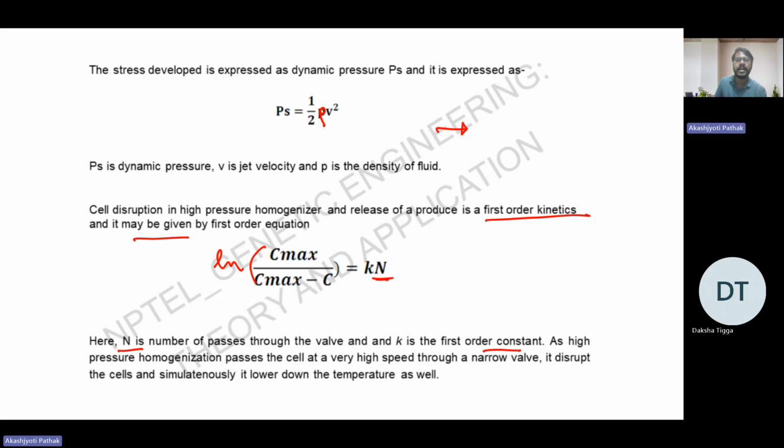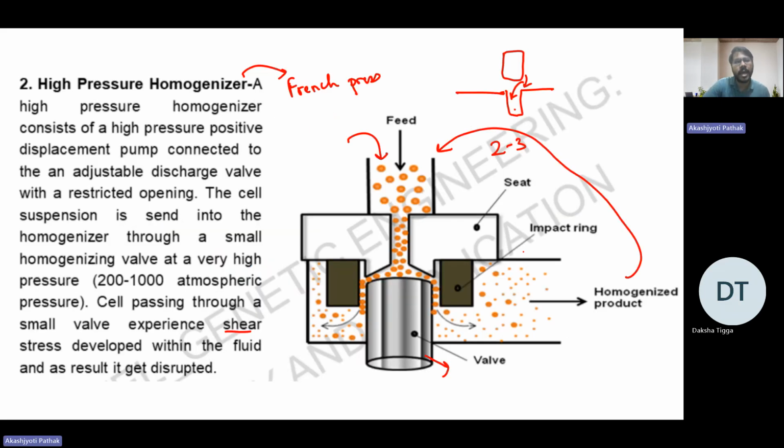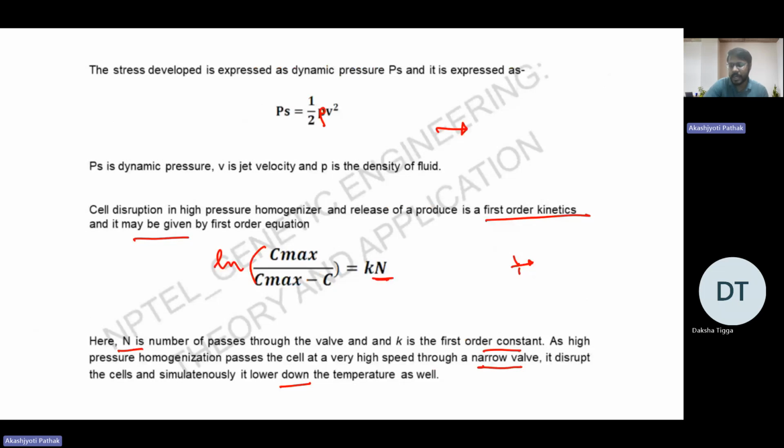As the high pressure homogenizer passes the cell at a very high speed through a narrow valve, it disrupts the cell, and simultaneously it lowers the temperature as well. Everything is coming out from a very small port, and the temperature decreases. This is one of the advantages of using a mechanical press, high pressure homogenizer or a French press over a sonicator. One of the disadvantages of a sonicator is that it produces a very high temperature, and you must always keep the lysate in ice, with an ice bucket and your tube inside it. While here in this case the problem of temperature is reduced considerably.